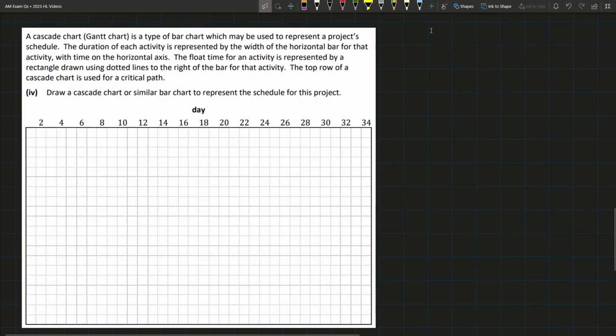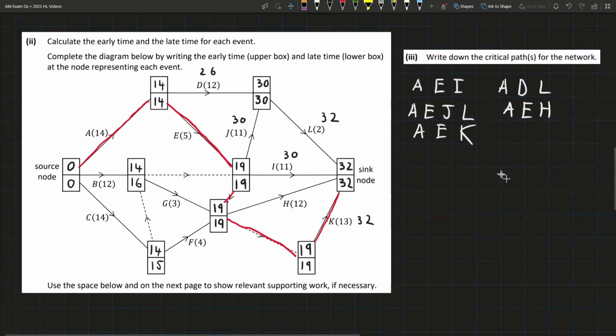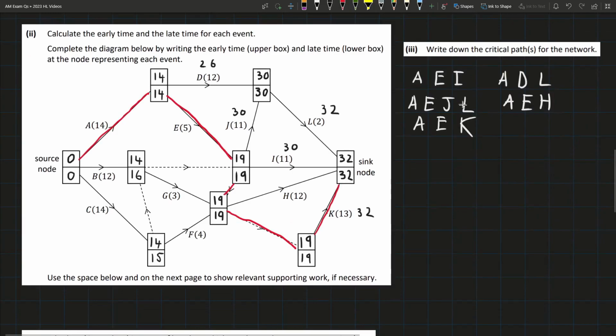In part 4, we're asked to draw a Gantt chart. So basically, that's just explaining what a Gantt chart is, but I'm just going to do it. So the first step of a Gantt chart is the top row has to be one of the critical paths. So I'm going to choose A, E, J, L because that's the longest critical path, and the more we can get done in the top row, it means the less rows we're going to have to use later on.